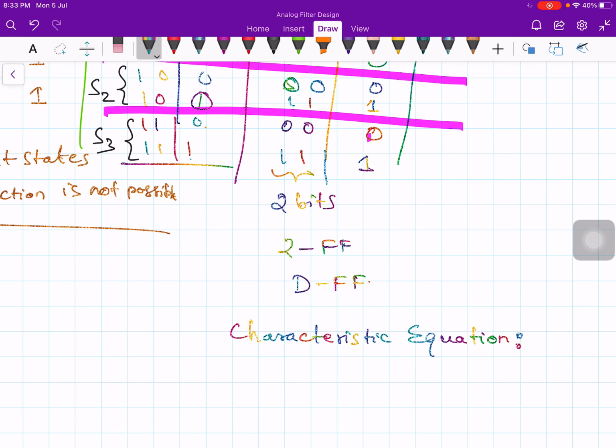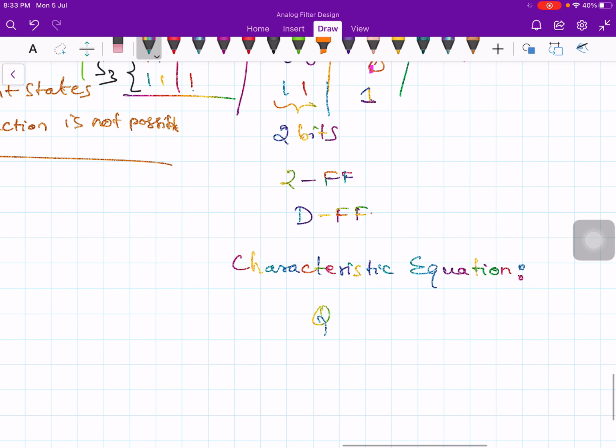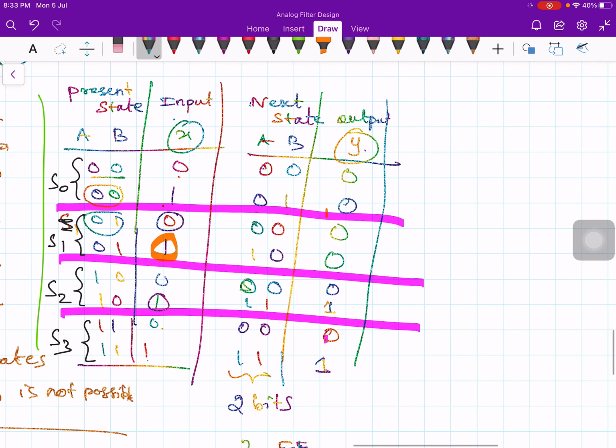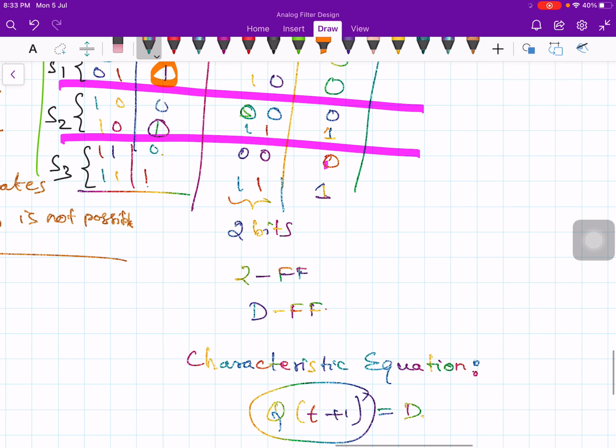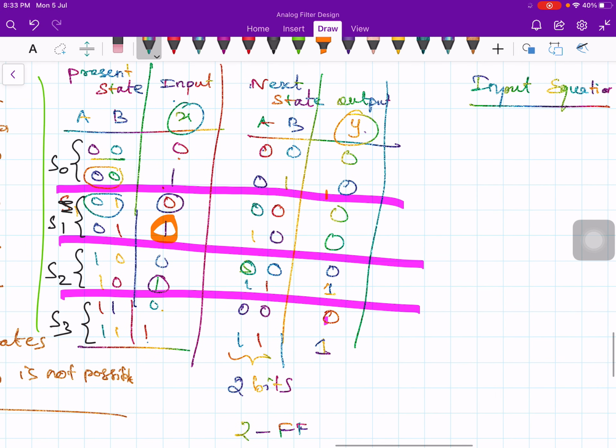Characteristic equation of the D flip-flop. Q of t plus 1 is the present input D. This means the next state values in the state table specify the D input condition for the flip-flop. Therefore, from the state table, we need to derive the input equations. The input equation of the D flip-flop is straightforward, because the characteristic equation simply follows the input. So look at the state table and you can easily write it down.